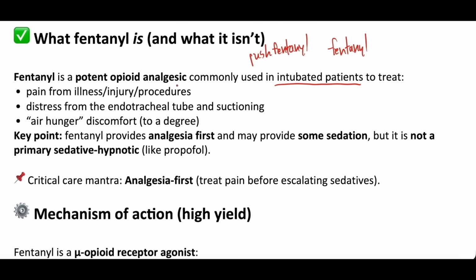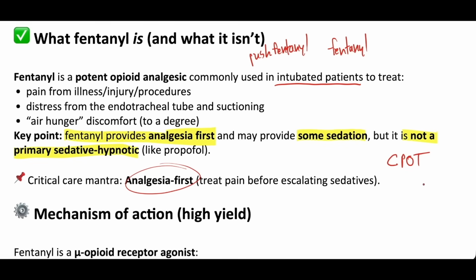Okay. Key point here is fentanyl is an analgesic, right? It treats pain. It might provide some sedation, but it is not a primary sedative hypnotic, like something like Propofol or even Dexmedetomidine. Fentanyl is primarily used for analgesia. And in critical care, we often talk about this analgesia-first strategy for patients on mechanical ventilation. We want to treat those patients' pain first.